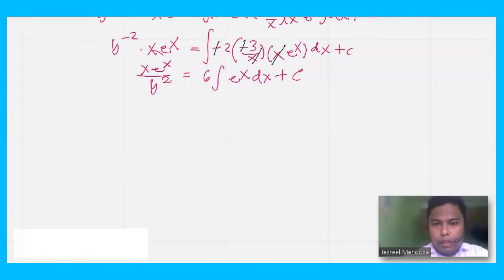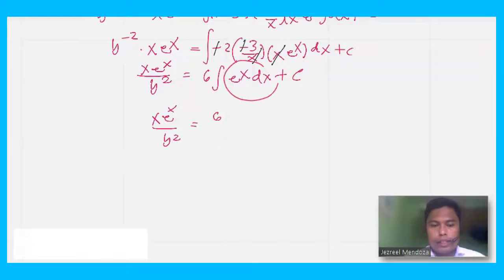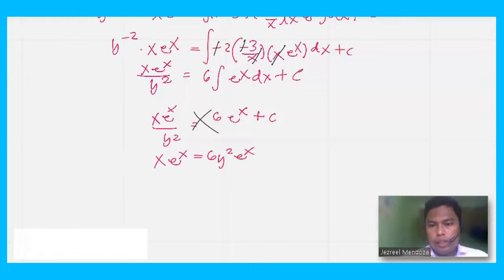From that, let's copy this again. x e raised to x over y squared is equal to 6. And the integration of e to the x dx is just e to the x plus c. And then after that, let's do a cross multiplication. We have x e raised to x is equal to 6 y squared, that is e to the x, plus that is c, then y squared.